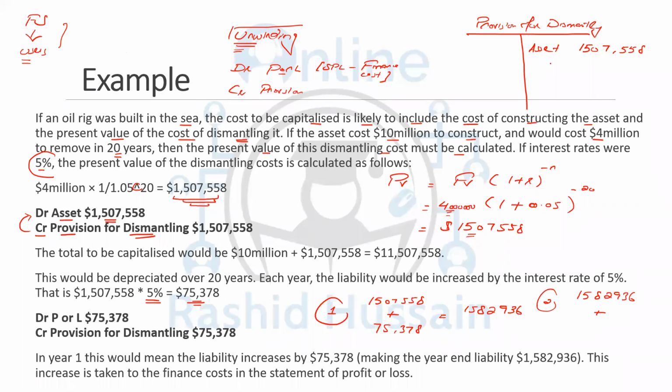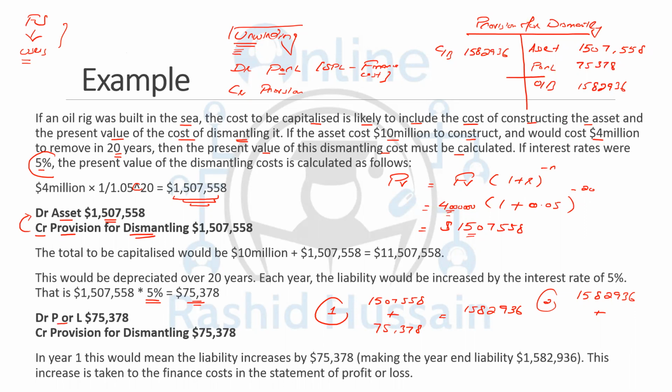So by the end of year one, what is going to be the double entry? Debit profit or loss by 75,378 and credit provision for dismantling. So the provision account is being credited due to the profit or loss, and the figure is 75,378. The closing balance in year one, which is known as the liability because provision is a liability, is 15,82,936, which is going to be the opening balance of year two. Again, in the next year, you're going to take 5% and then add it. Similarly, every year we'll be doing this activity, and this is known as the unwinding.